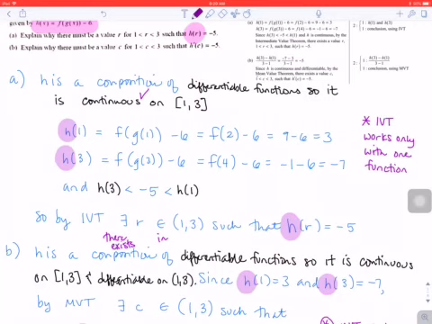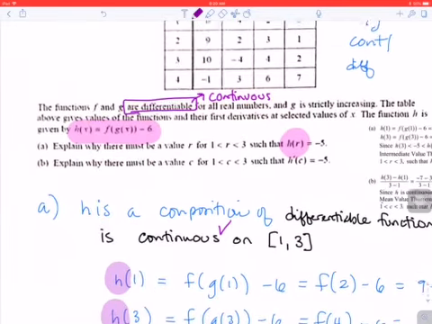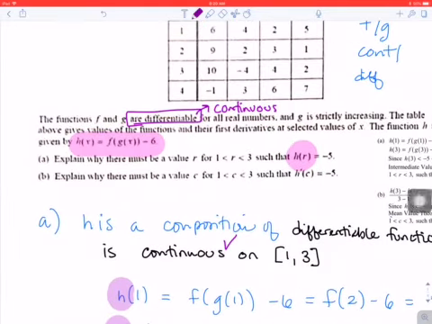Okay. For the second part, it's a little bit different. It says, explain why there has to be a value c for the interval 1 to 3 such that h prime of c equals -5. Here we are looking at h prime. So that implies MVT. Maybe it'll work, maybe it won't. We'll check it out and see.